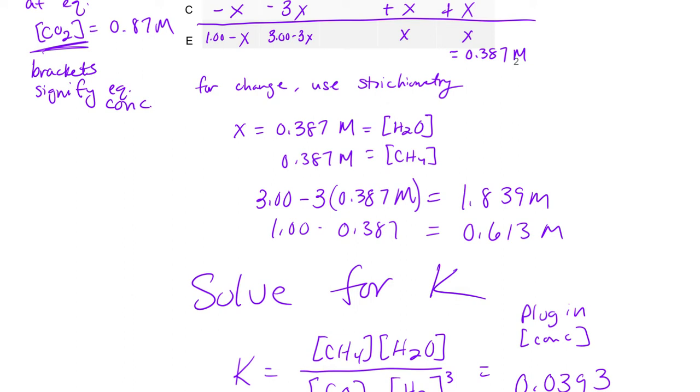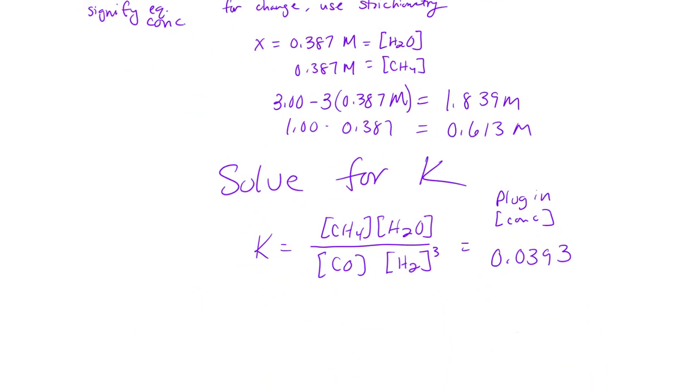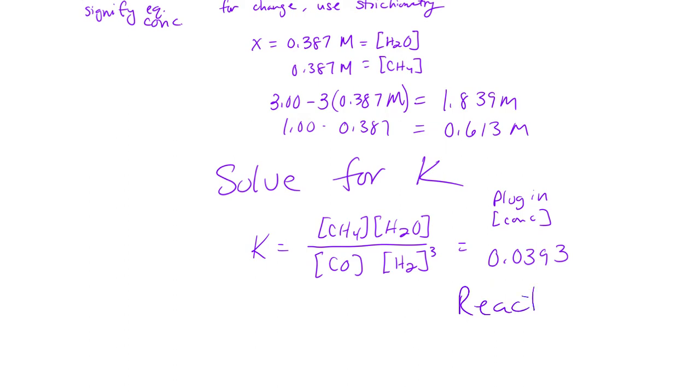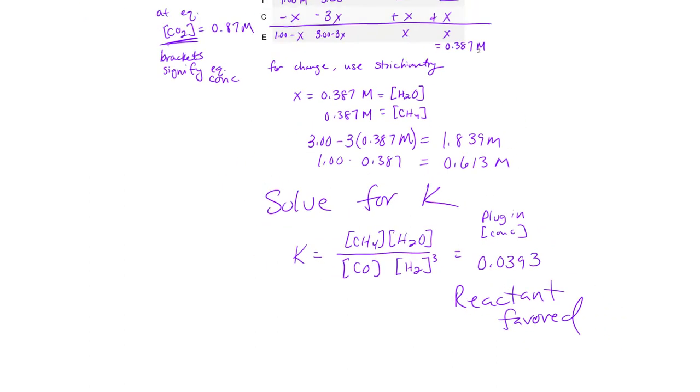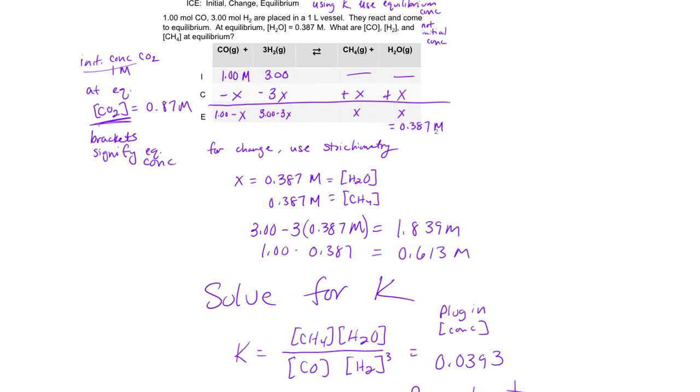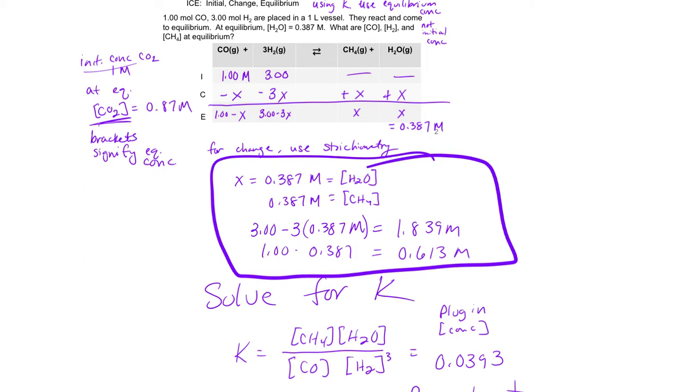Is that reactant favored or product favored? Reactant favored, yes. Value of K is less than 1, so it will be reactant favored. Make sense? We ended up with, we were supposed to solve these 4 things. Cool.